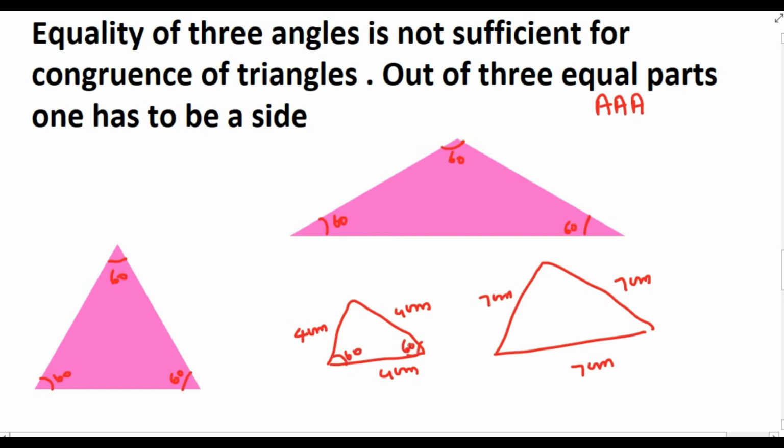For equilateral triangle, all the angles are equal. The angles are 60 degree for an equilateral triangle. Therefore, AAA criteria is not there. So, out of this three equal part, one has to be a side.